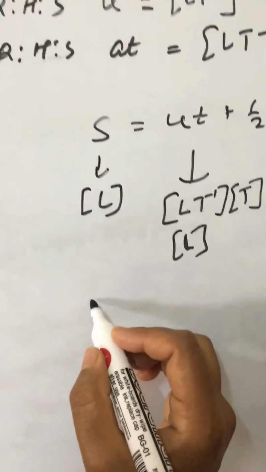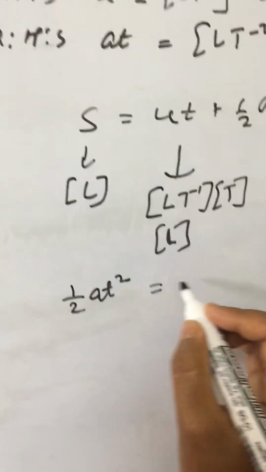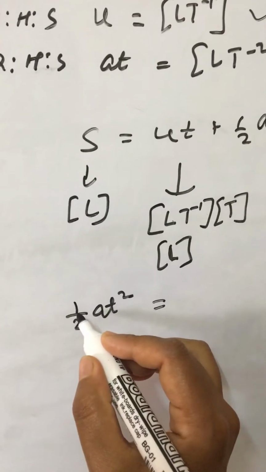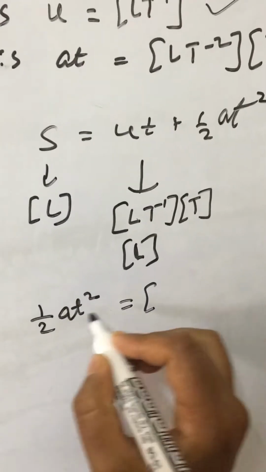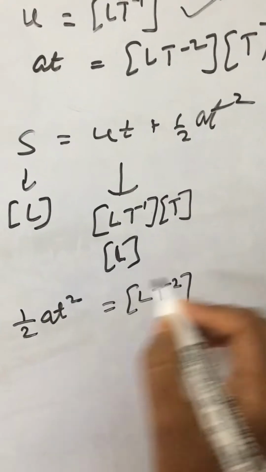Now coming to the other term, half at square. Let us check it out. Half, does it have dimension? No. A has dimension LT to the power minus 2. And this is T again.